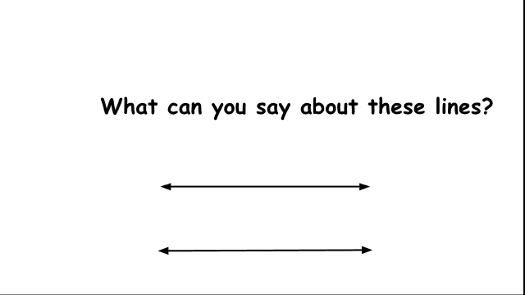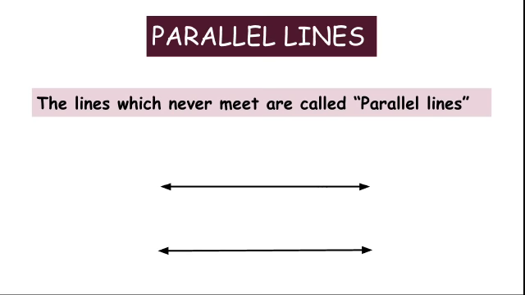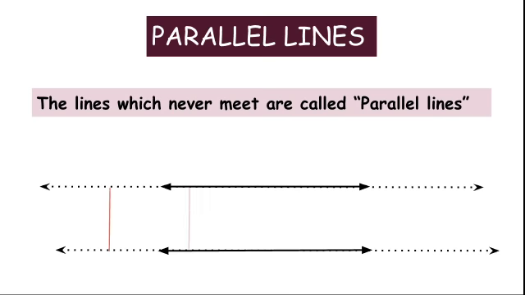Let us observe one more set of lines. What are these lines called as? We can call these lines as parallel lines because they never meet. Even after extending them, they never meet at a point. So the lines which never meet are called as parallel lines.